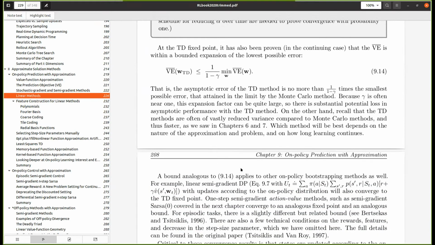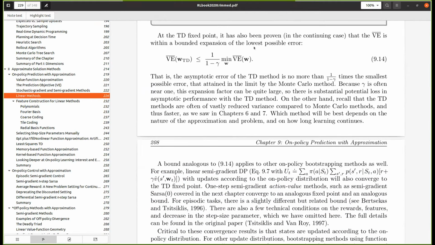And also it is convergent, and the error to which it converges is upper bounded by this value, where this would be like the minimal error we can get using the Monte Carlo method.